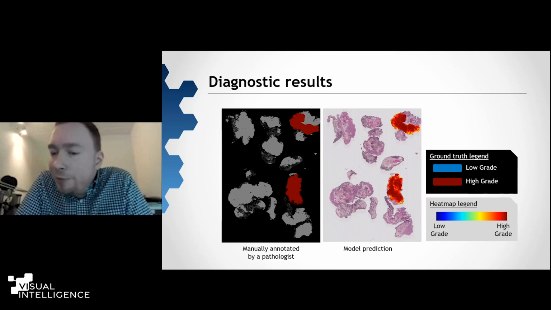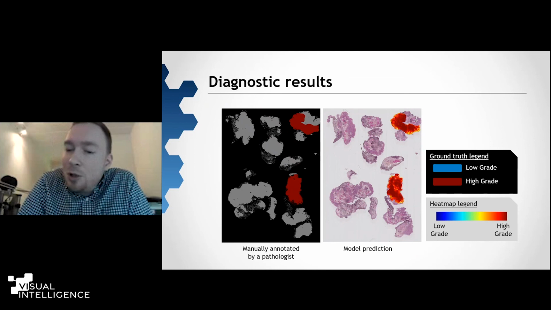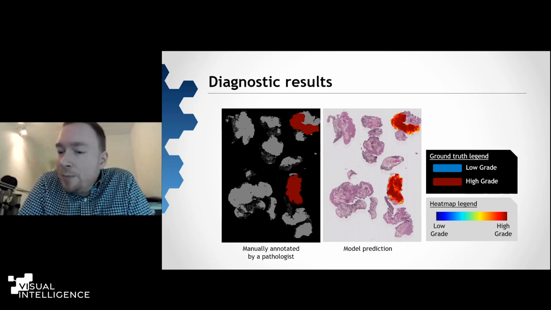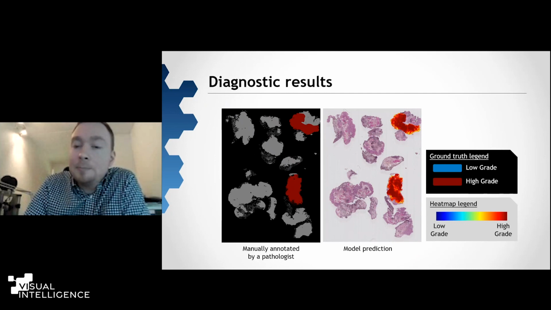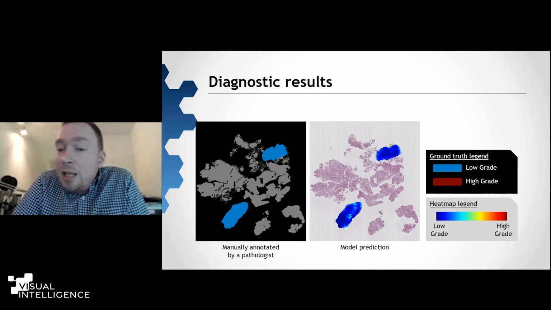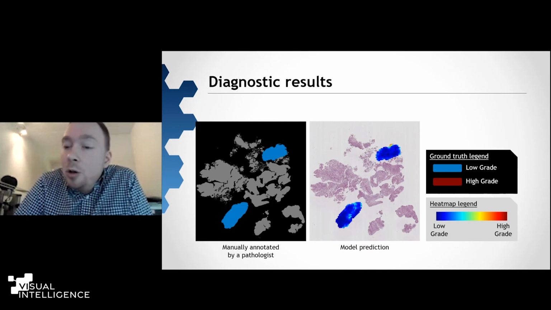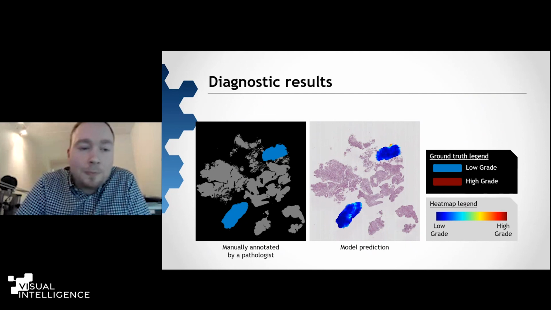Here we have one of the 14 annotated images. The black image to the left is annotated by the pathologist, and the model's prediction is shown in the gray image to the right. And we can see that the model correctly identifies the region as high grade. Here we have another image, and this time the pathologist has annotated low-grade regions. And once again, we can see that the model correctly classifies the regions as such.